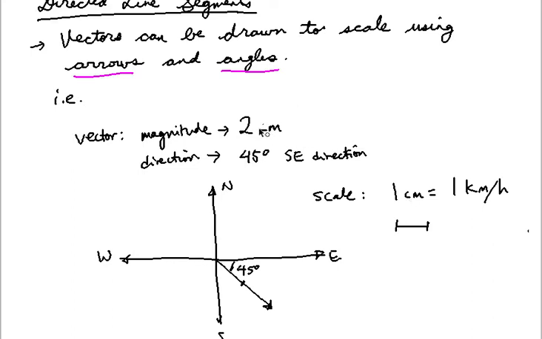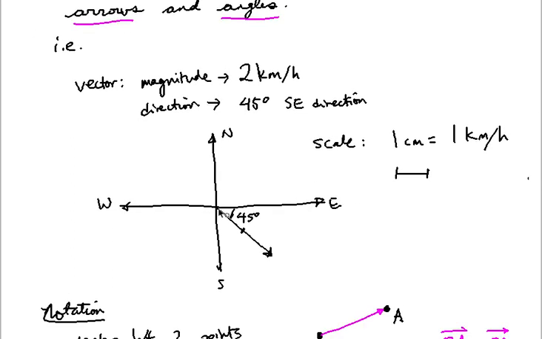Sorry, this should be kilometers per hour. If I said draw a vector that represents going 2 kilometers per hour in the 45 degrees southeast direction, then I would draw an arrow that is 2 centimeters in length. So this would have to be 2 centimeters, and the direction would be indicated by this angle, 45 degrees in the southeast direction.